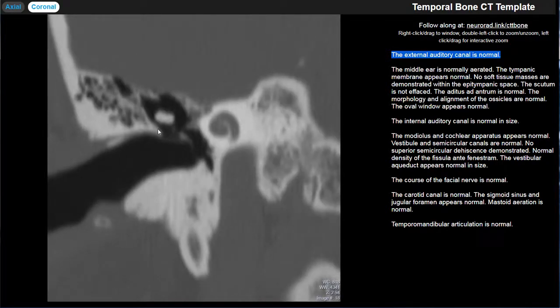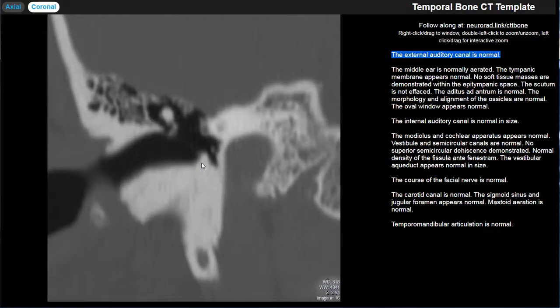Cholesteatomas can also sneak into Prussak's space, which is the air in the epitympanum of the middle ear between the head of the malleus and the lateral aspect of the middle ear. You can also get pars tensa cholesteatomas that erode the tympanic annulus. These are much less common than pars flaccida cholesteatomas, but it's still good to get used to what a normal tympanic annulus looks like.